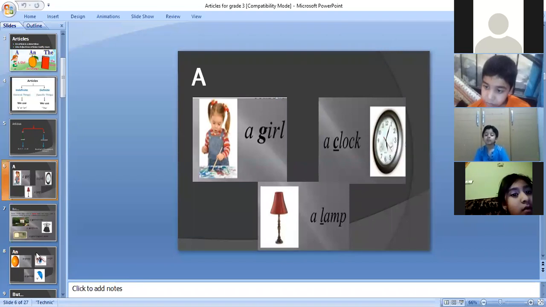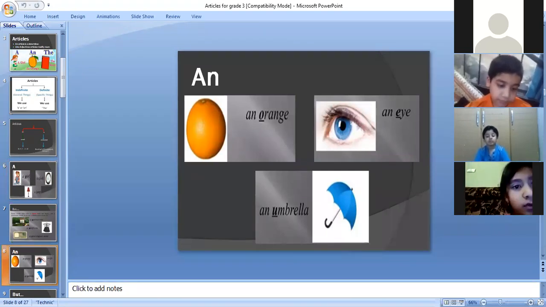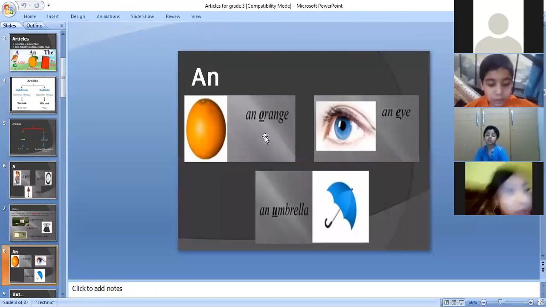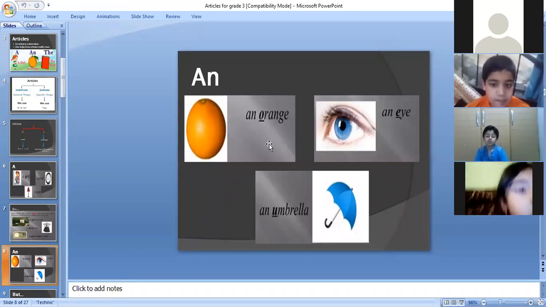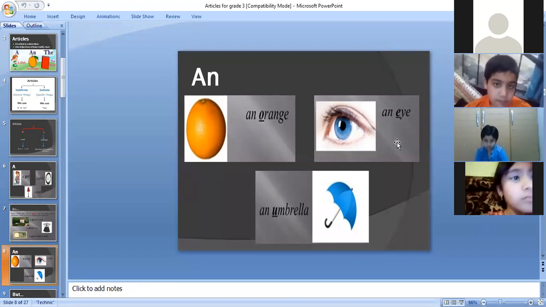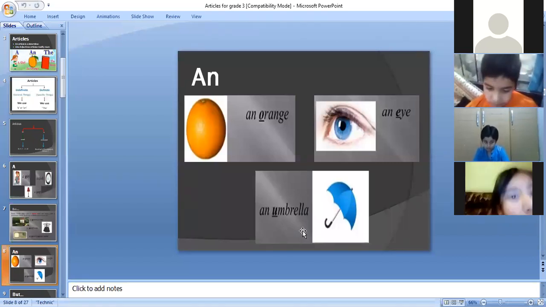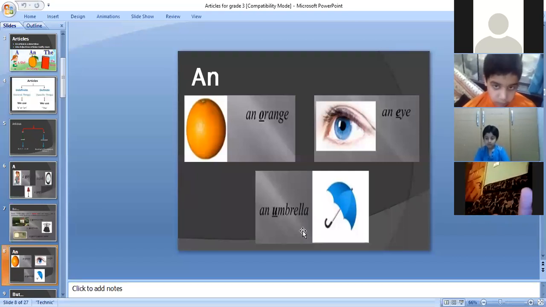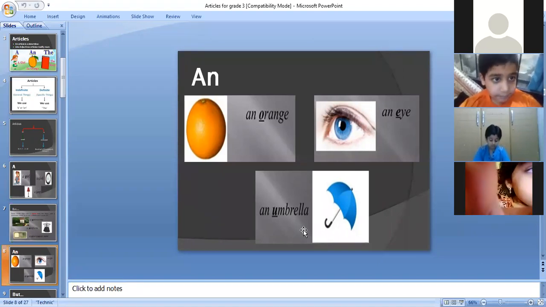Now look at the examples of an, when we have to use an. An orange. Why have we used an before it? Because O is a vowel letter. And an umbrella. In this picture, U is a vowel letter. All three words begin with vowel letters. That's why we have used an before them.